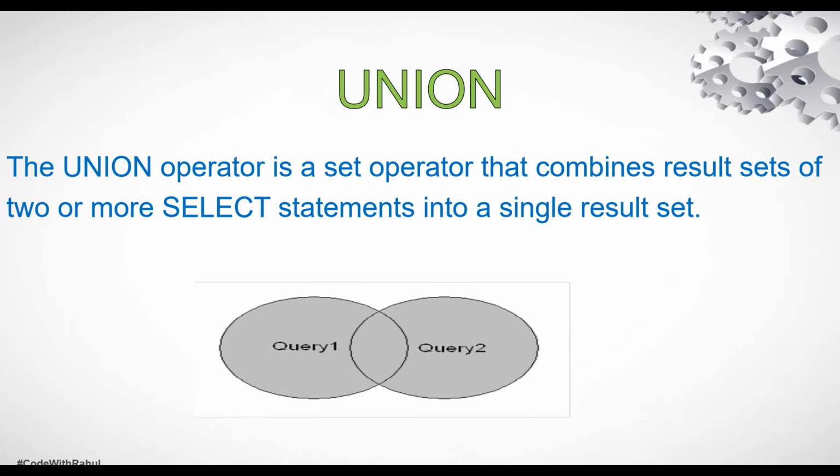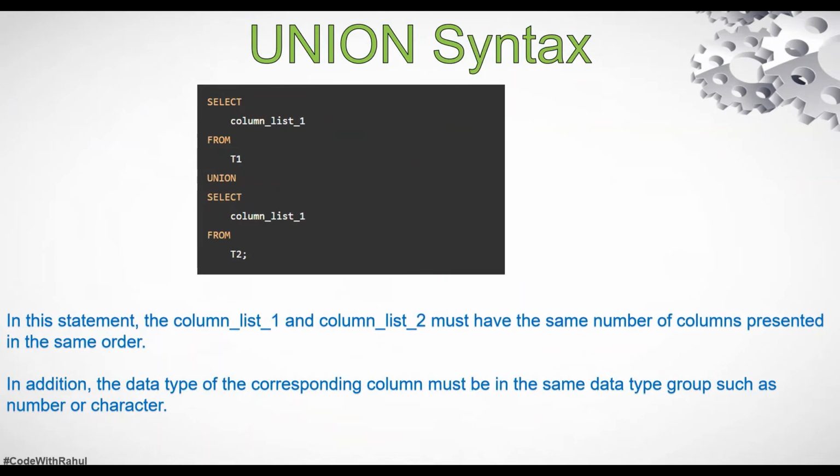So let's start. What is union? Union operator is a set operator that combines result sets of two or more select statements in a single result set. You can see the syntax here: select column list from table T1, then the union keyword, and then select column list from T2. These two statements are very important.